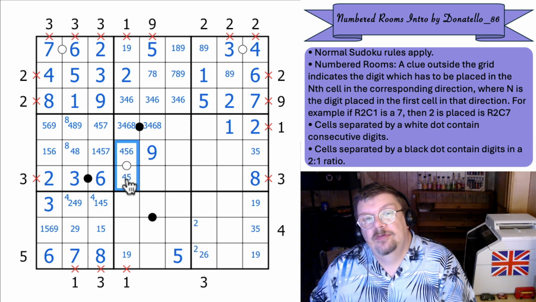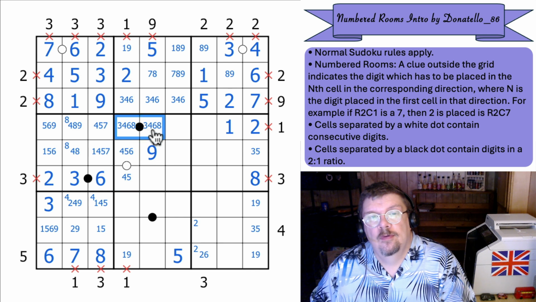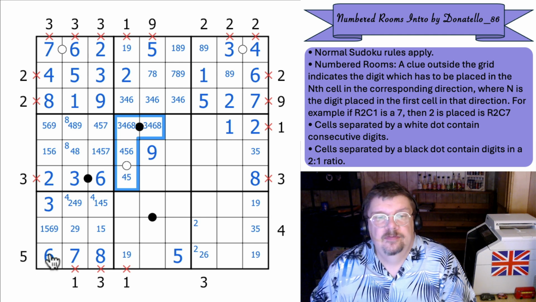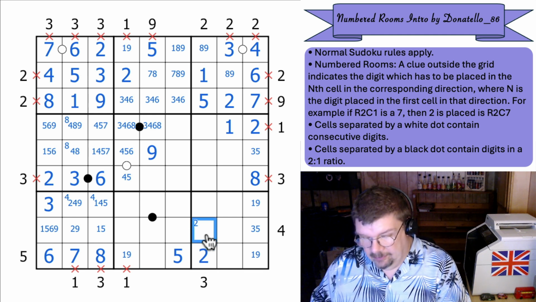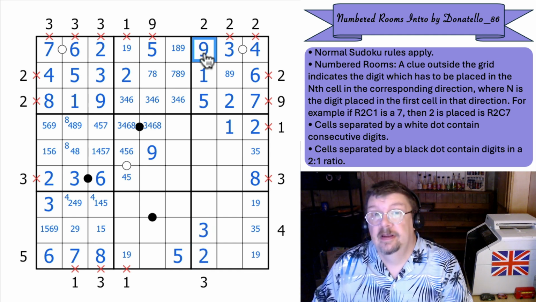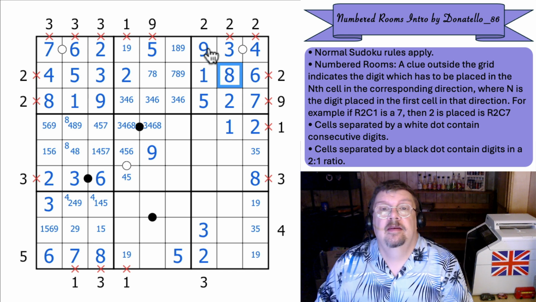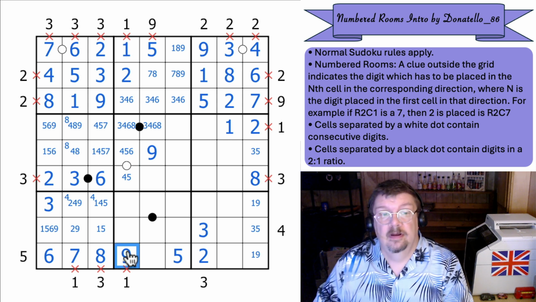So if this is 4, 5, then this must be a 3, 6 pair. If this is 5, 6, this is a 4, 8 pair. This 6 makes this a 2. That makes that a 3. That 2 makes this a 9. This is 8. That 9 makes this a 1, and this is 9.